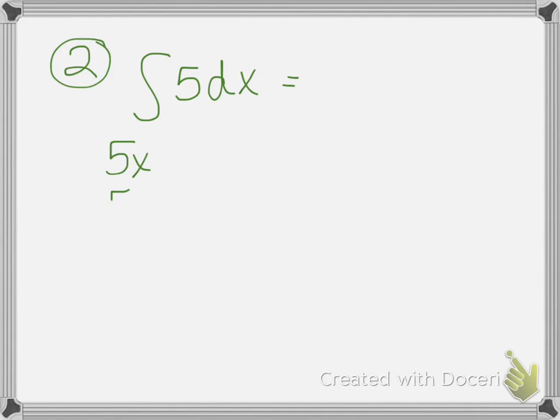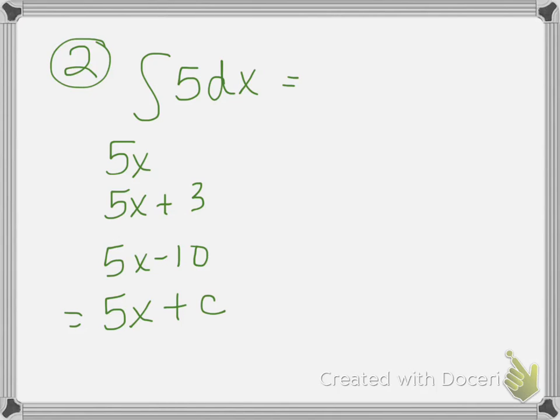Now, it actually could equal 5x plus 3. It could equal 5x minus 10. It really could equal 5x plus anything as long as it's just a number. So we call this 5x plus c. And so anytime that you're trying to find these, you should have a plus c on the answer, because when you're taking the derivative of those things, it doesn't matter what c is, you still get 5.